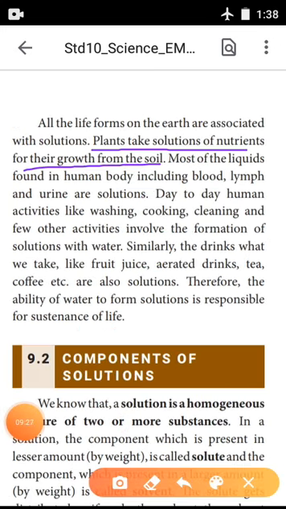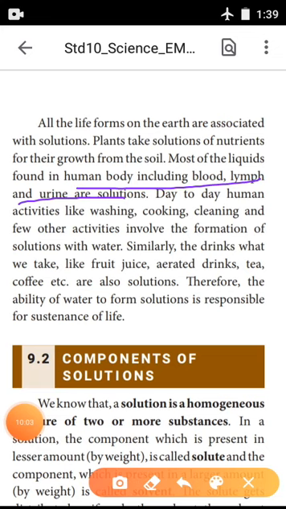And turn to page number 125. See the first paragraph. We have a lot of solutions in our life. For example, plants. Plants take solutions of nutrients for their growth from the soil because soil consists of many minerals. Soil contains many minerals. So the plant is taking the nutrients from the soil. That is one of the solutions.